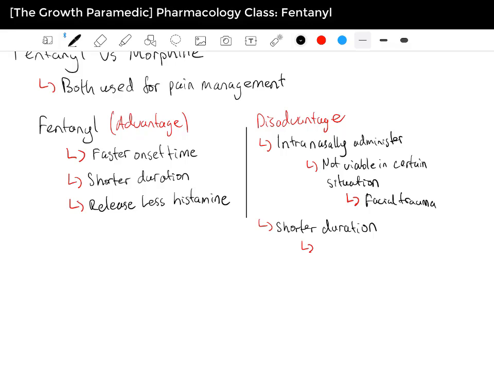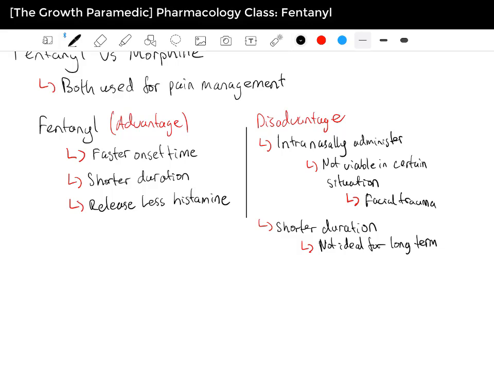So morphine should be used for long-term pain management, while fentanyl should be considered for that quick pain relief in instances where there's major pain on site, or when you go to a patient and they're screaming of pain, and you just want to quickly calm them down and quickly get that pain down, then fentanyl should be considered. So shorter duration means not ideal for long-term pain management. And that really comes down to your own clinical experience and your own knowledge of pharmacology and your own critical decision making.